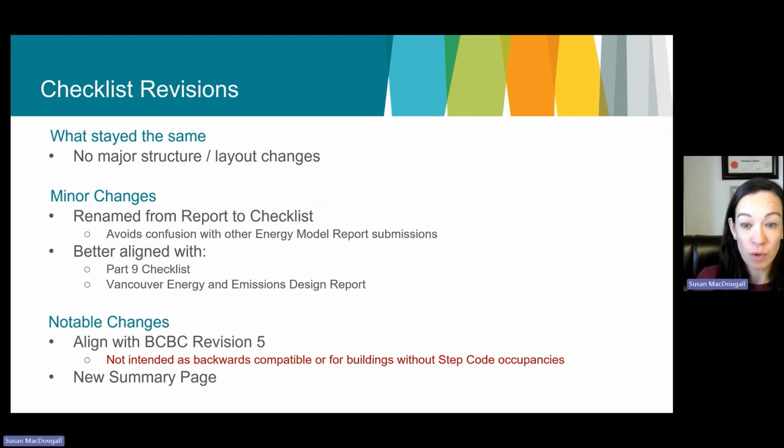So the more notable changes, of course, are aligning with BC Revision 5. And we just want to emphasize that this tool is not intended to be backwards compatible with previous versions of the STEP code. So if you were working under a previous version, for example, and using step 1, that's no longer available in this version of the checklist. And the checklist is also not intended for buildings without step code occupancies. So if you're doing a LEED energy model, for example, this checklist is not intended to summarize that energy model results or inputs. The other more notable change that you'll see is the introduction of a new summary page, which I'll talk about on the next slide.